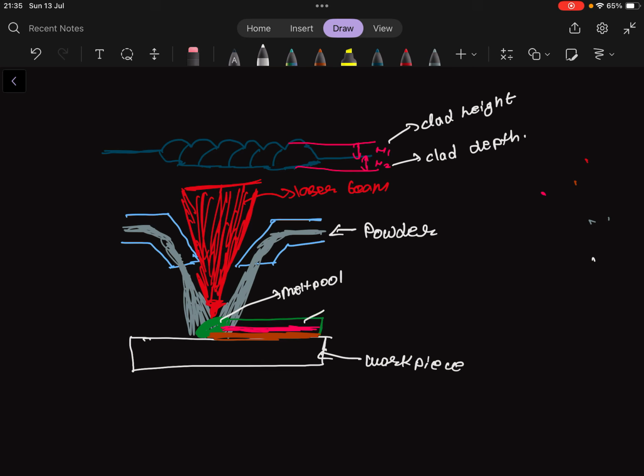We call this a clad layer. This is our bonding zone, and this is our heat affected zone. The direction of the laser is in this direction.